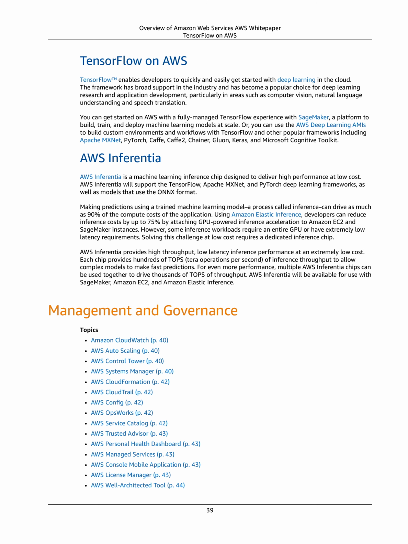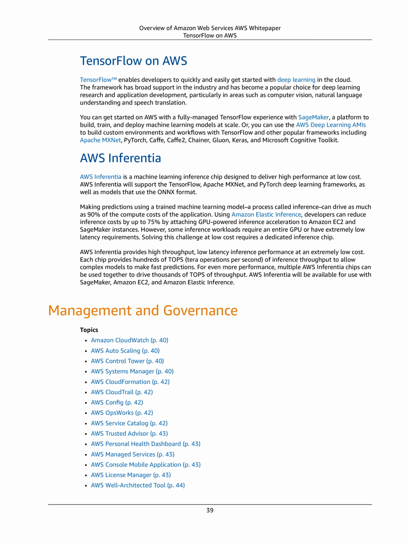You can get started on AWS with a fully managed TensorFlow experience with SageMaker, a platform to build, train, and deploy machine learning models at scale. Or, you can use the AWS Deep Learning AMIs to build custom environments and workflows with TensorFlow and other popular frameworks including Apache MXNet, PyTorch, Caffe2, Chainer, Gluon, Keras, and Microsoft Cognitive Toolkit.